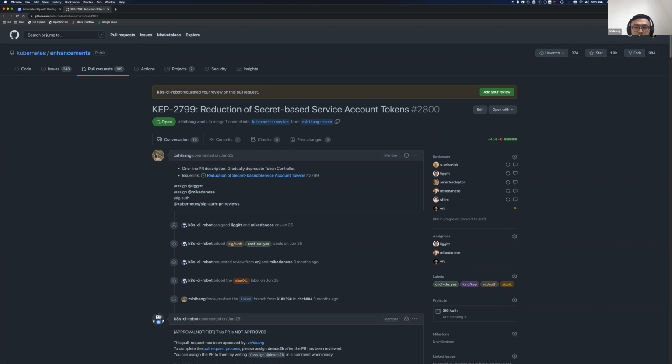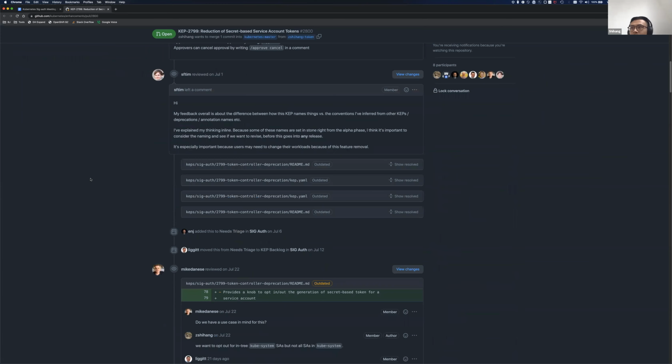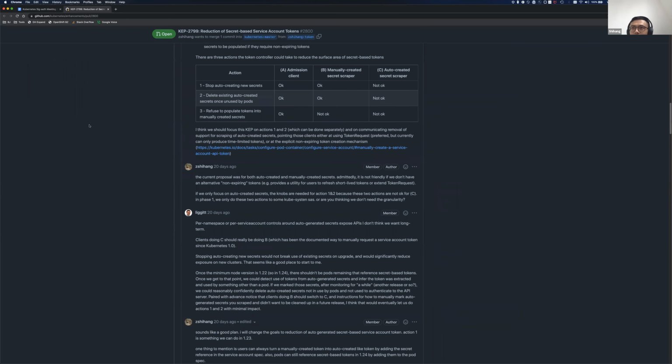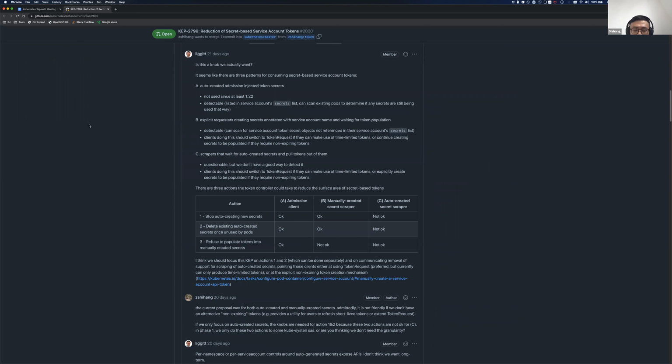We talked about this in the previous SIG Auth meeting, at which time it was ambitious that we tried to deprecate the token controller, but after the reviews, we made the scope smaller. Basically, we only focus on the auto-generated tokens. So, just as a summary, there are two actions in this CAP. One is to stop auto-generating secret-based tokens, and the second is to remove unused auto-generated tokens.